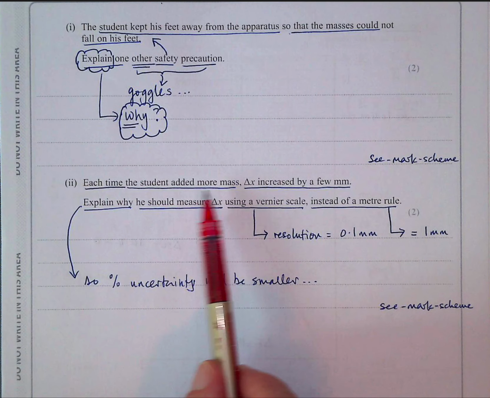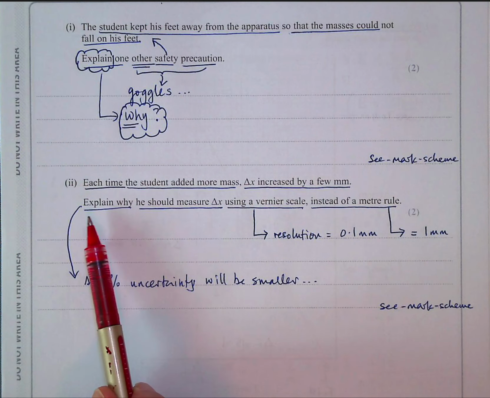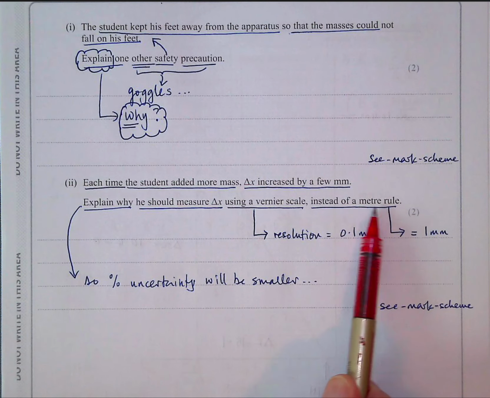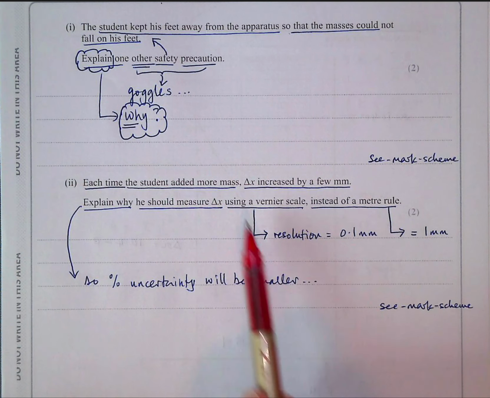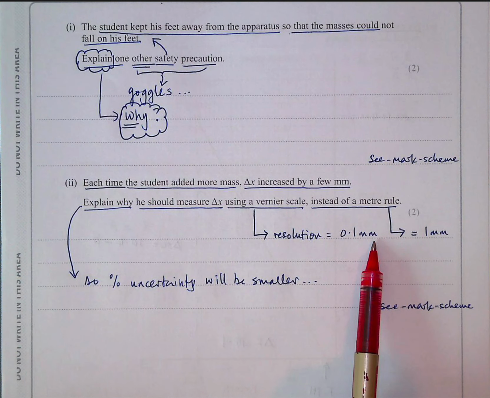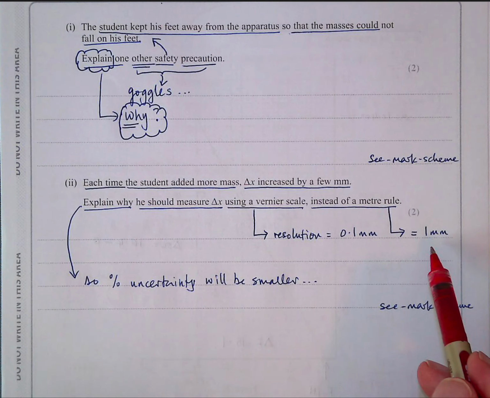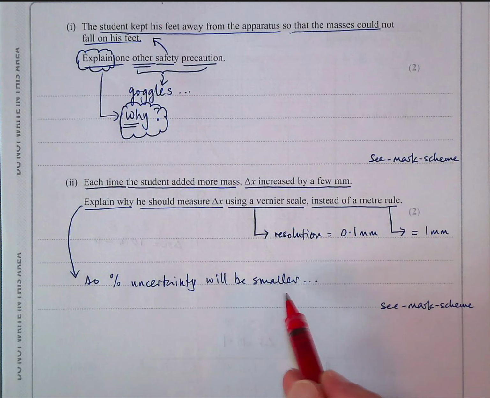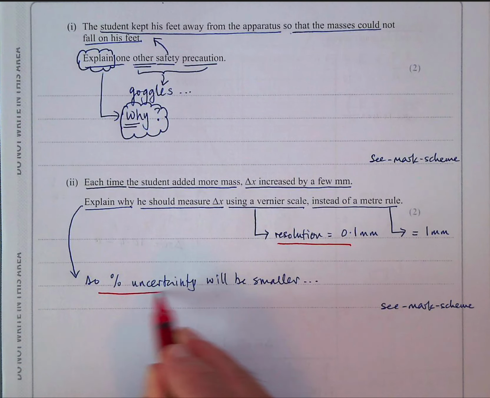Part 2. Each time the student added more masses, delta x increased by a few millimeters as expected. Explain why he should measure delta x using a vernier scale instead of a meter ruler. Well, a meter ruler only has a resolution of 1 millimeter, whereas the vernier scale has a much smaller resolution. Okay, so explain why. So yes, the resolution is smaller. So what difference does that make? It makes the percentage uncertainty smaller. If the resolution is smaller, the percentage uncertainty will be smaller.